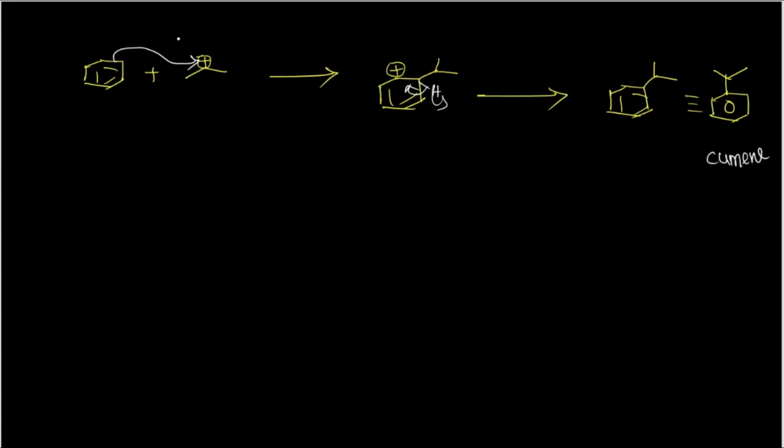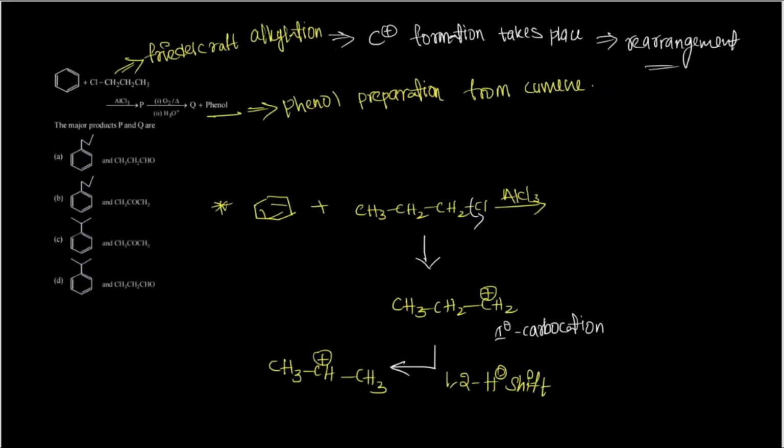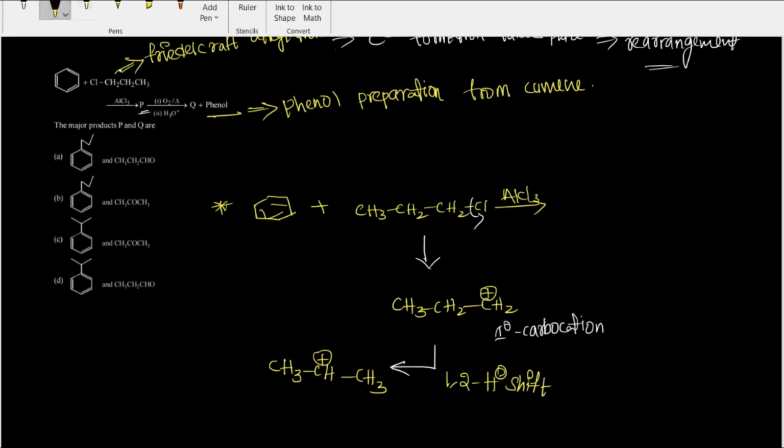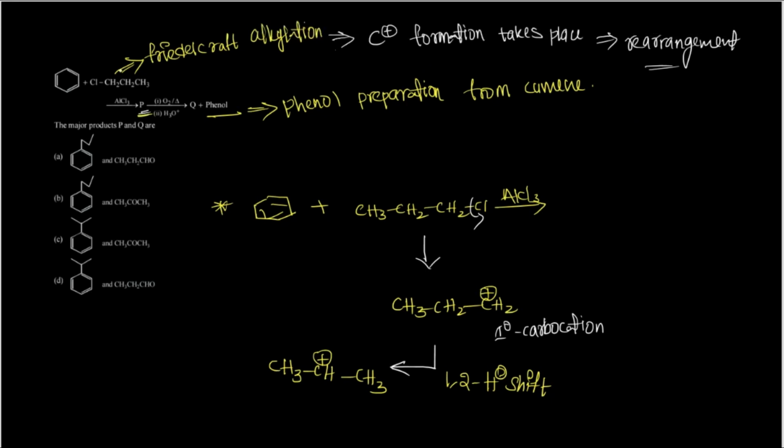We can also write it like this, this is the cumene, right? Or else we can also call it isopropyl benzene. This is the iso group, this one. So this is isopropyl benzene. You can also call it like this. This is the common name, cumene. So let's check the options once. They have asked for P only, right, over here. So product P will be cumene.